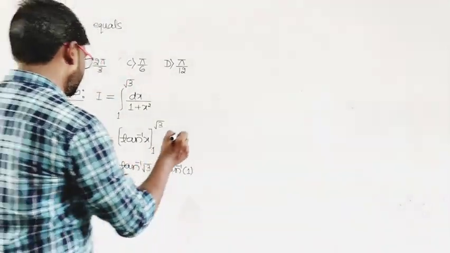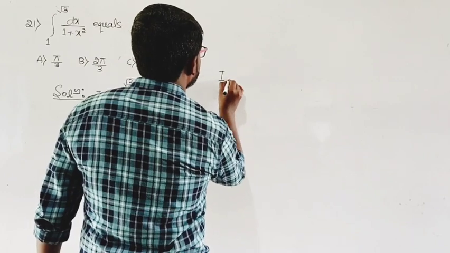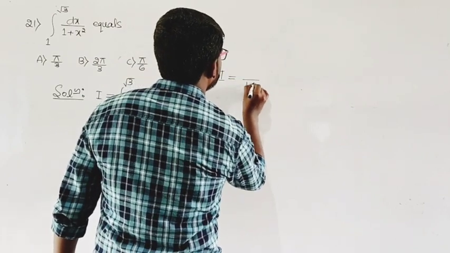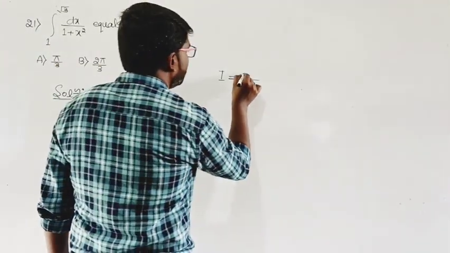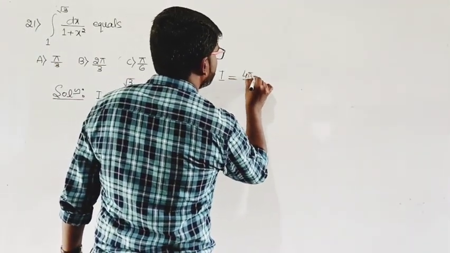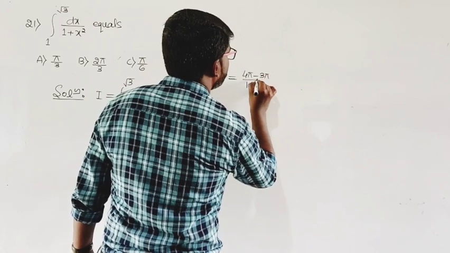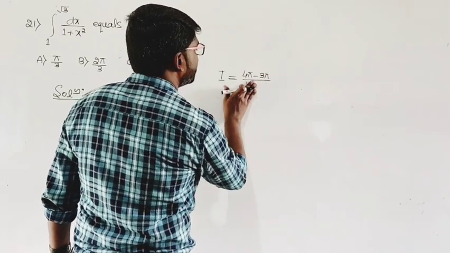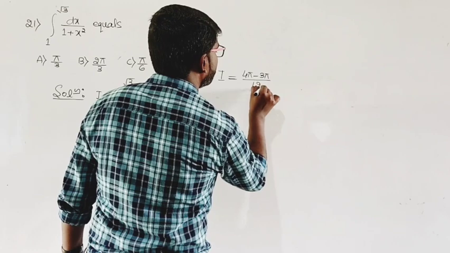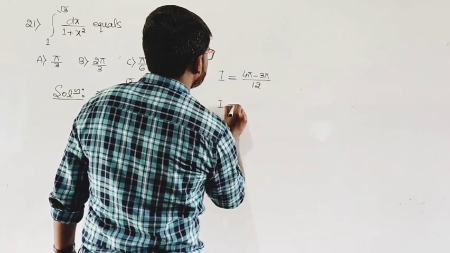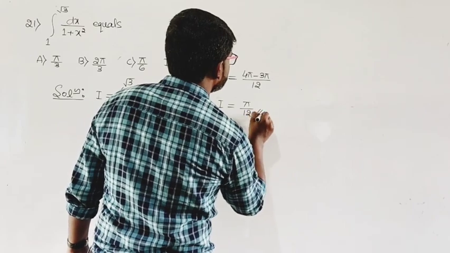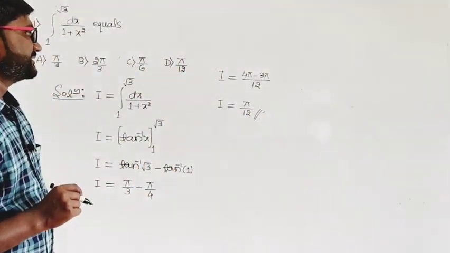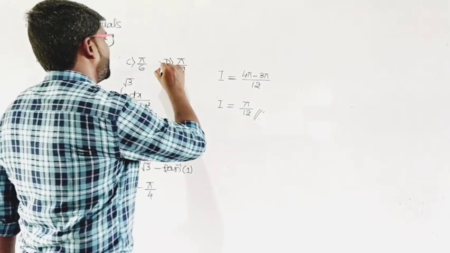Take up the LCM now. I is equal to, the LCM is going to be 12. Then this has to be 4 pi minus 3 pi, so it is 12. Then I is equal to pi divided by 12. So this is the required answer. Which is the correct option now? It is option D.